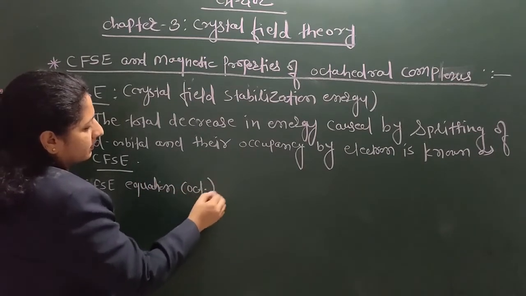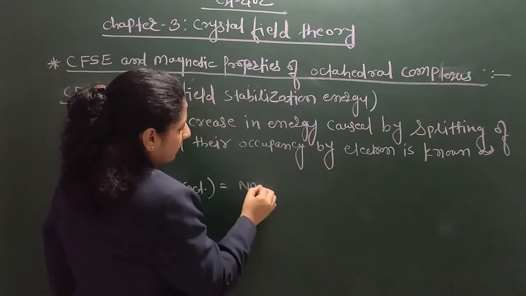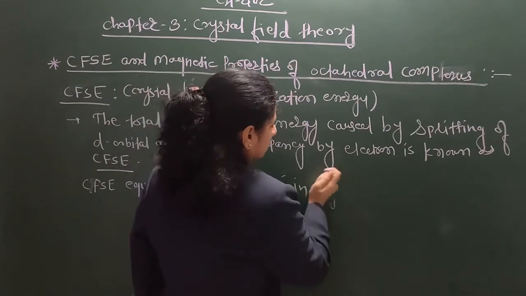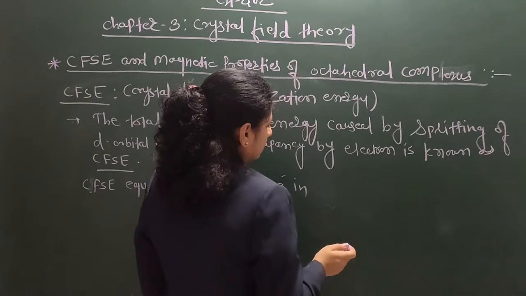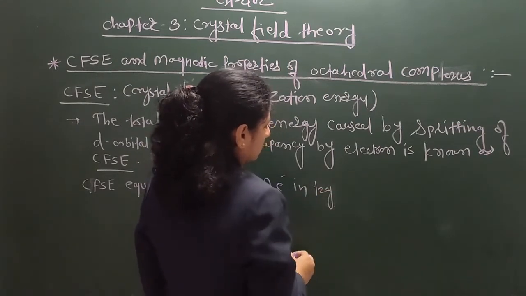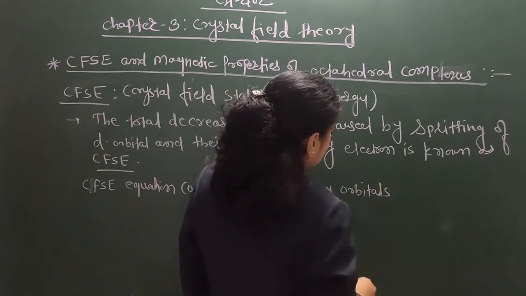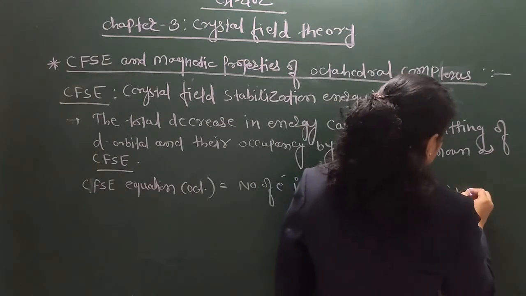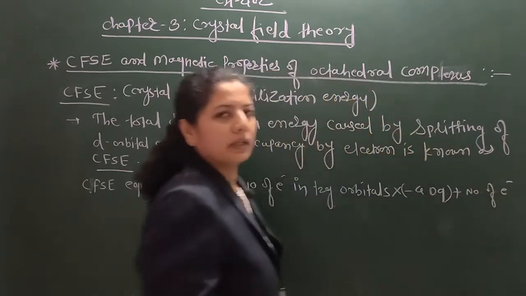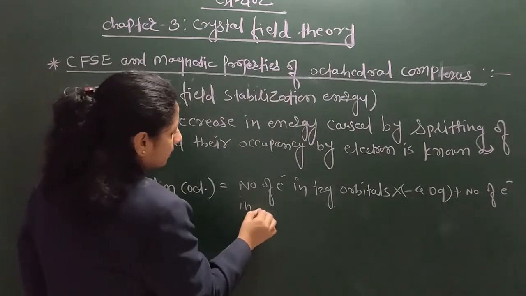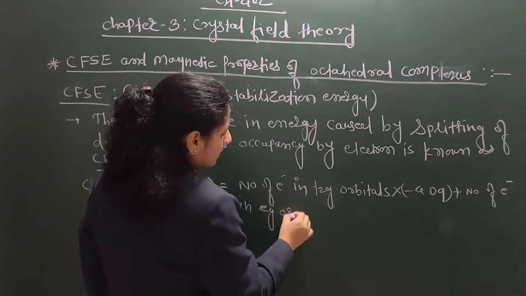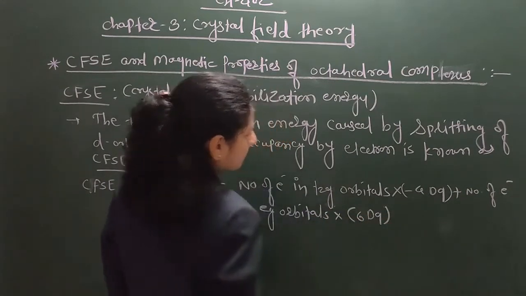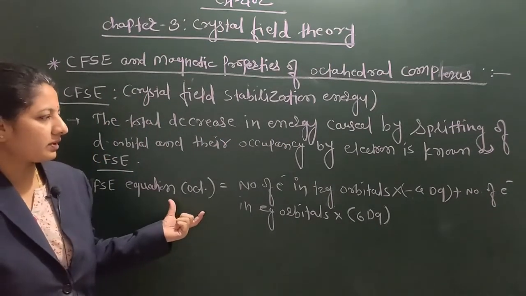For octahedral complexes, the CFSE is the number of electrons in t2g orbitals into minus 4 Dq, plus the number of electrons in eg orbitals into 6 Dq. So here, that is the CFSE for octahedral complexes.